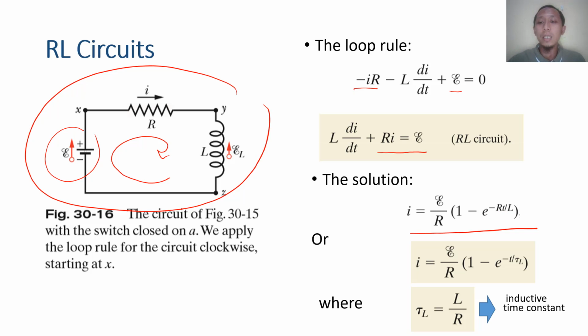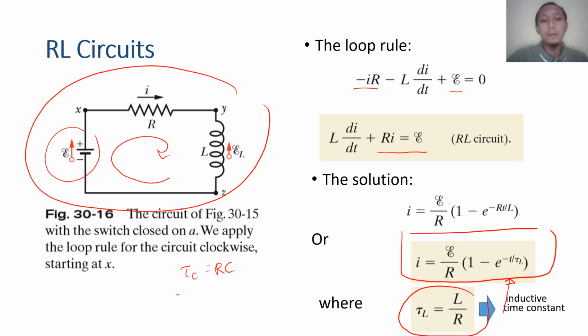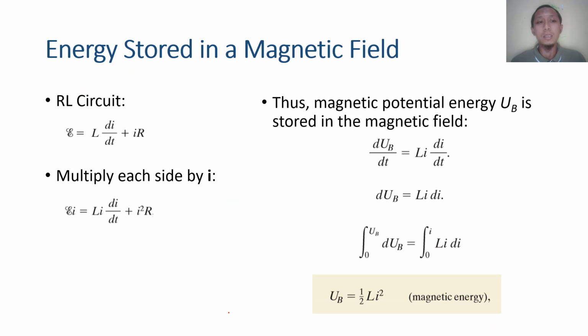So we can get this equation, and then if we use tau L is equal to L per R, we can make a simplified equation like this. So we get two tau. One is for the capacitor, which is RC, and for the inductor it is L per R. So this is the inductive time constant.